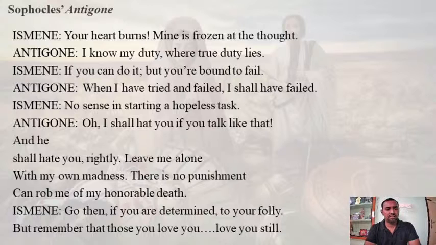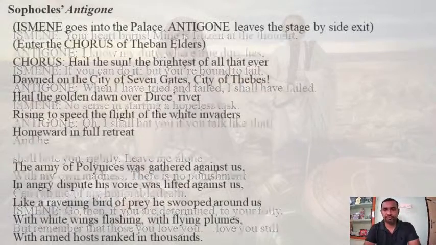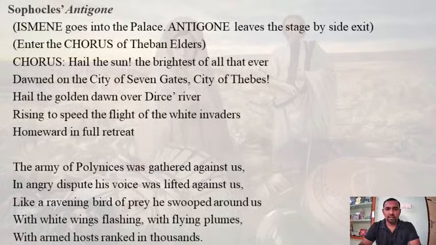Folly means foolishness. So go and commit the foolishness. So Ismene believes that going against the state, acting against the king, disobeying Creon is utter foolishness. So Ismene says, go Antigone, go and commit the folly. But remember that those who love you still, even if you do that, the people who love you will still love you. So Ismene goes into the palace and Antigone leaves the stage by a side exit.